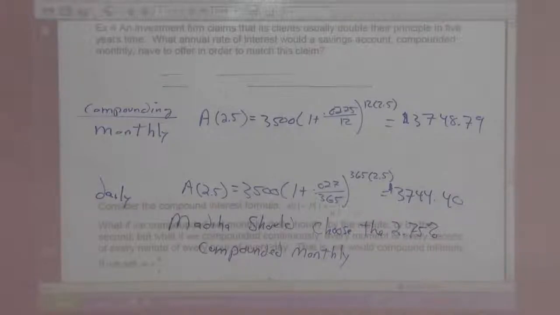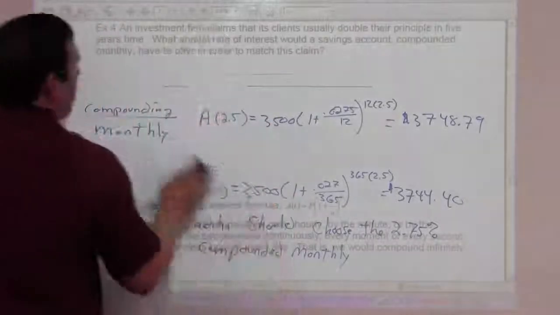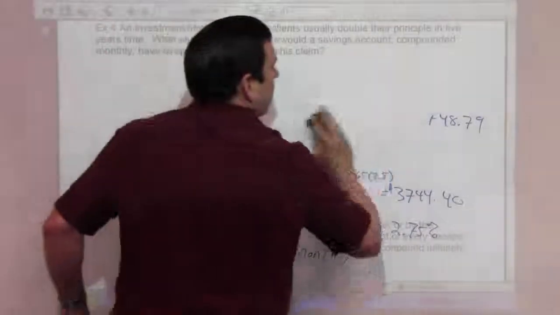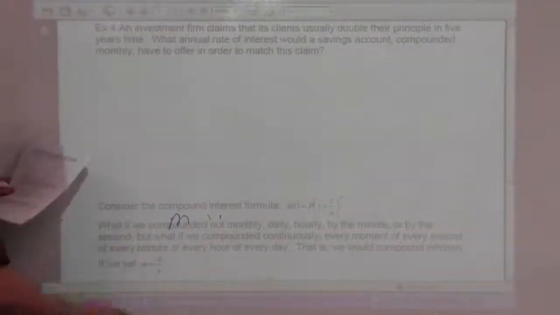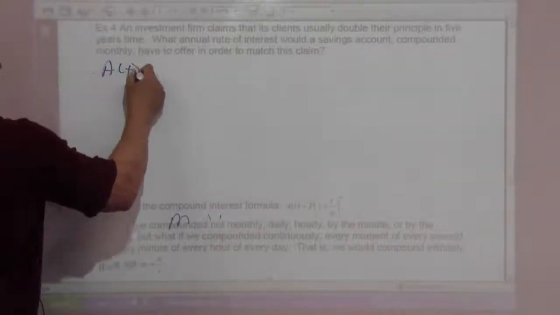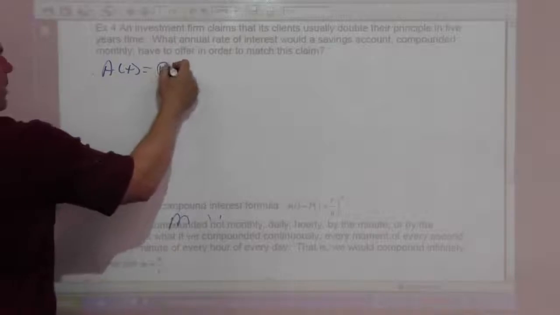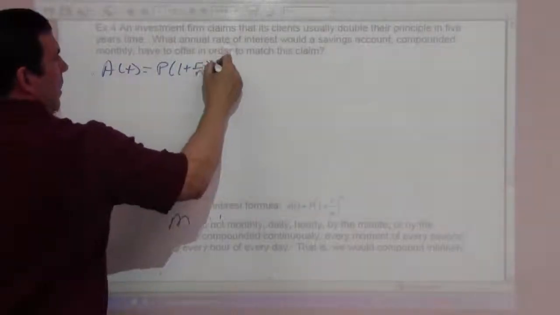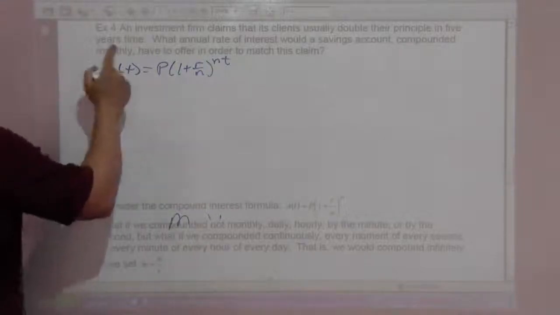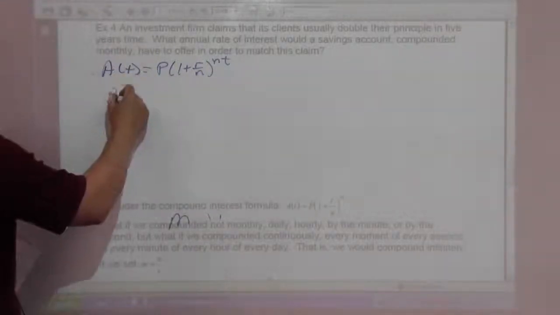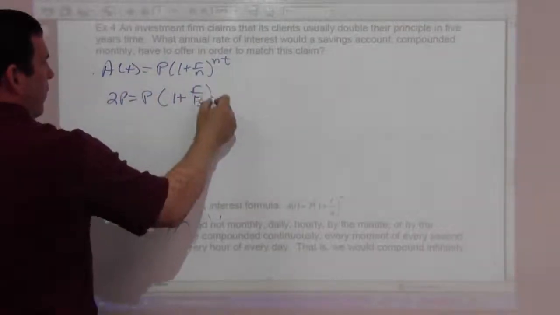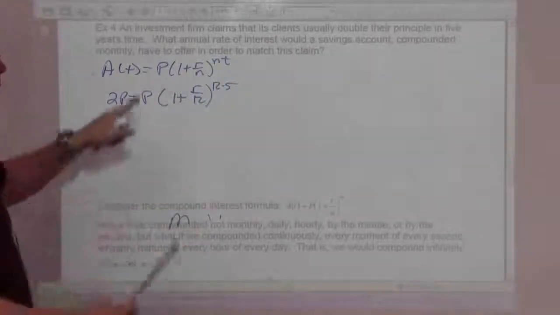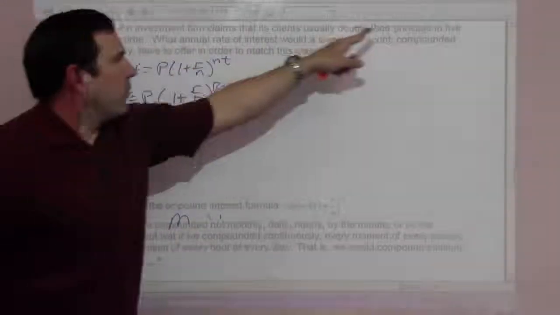An investment firm claims that its clients usually double their principal in 5 years' time. What annual rate of interest would a savings account compounded monthly have to offer in order to match this claim? So again, we're doing A of t, the amount after time t, P times 1 plus r over n to the nt power. We want it to double. So if it doubles, it's double the initial principal. 2P equals P times 1 plus r over 12, the 12 times 5 power, because it's compounded monthly over 5 years.